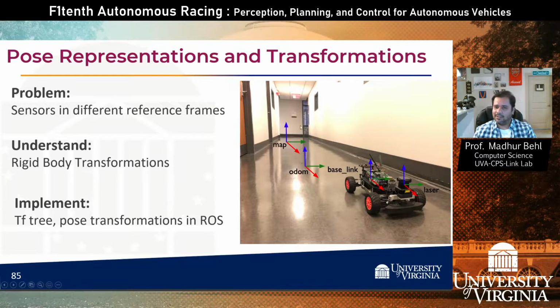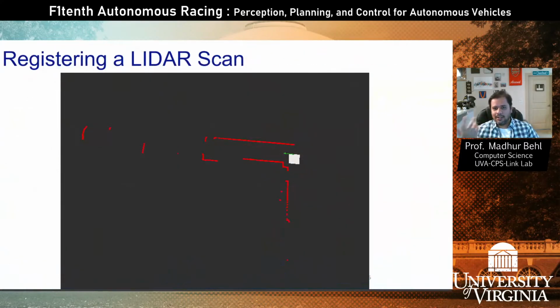Of interest specifically is the map frame, because, as the name implies, that's the origin of the map that you will build using these LiDAR scans. Right, so this is another example of what you would typically get from the LiDAR. So let's see how you can use this LiDAR scan and build a map from it. I'm just going to give you a high-level intuition right now.